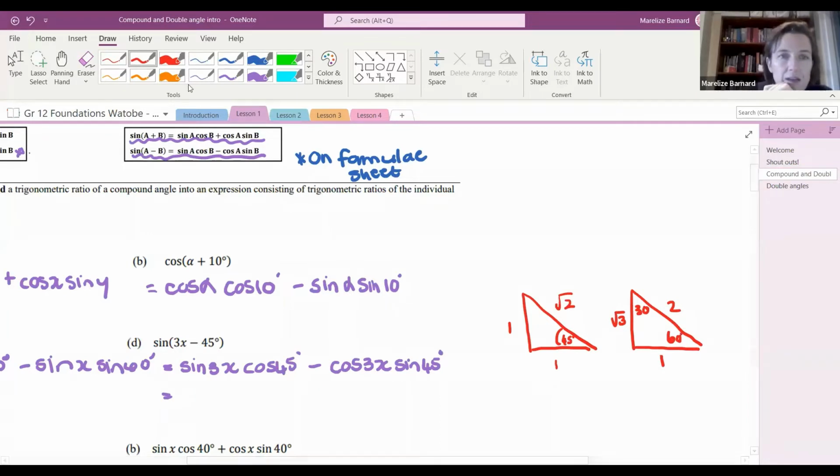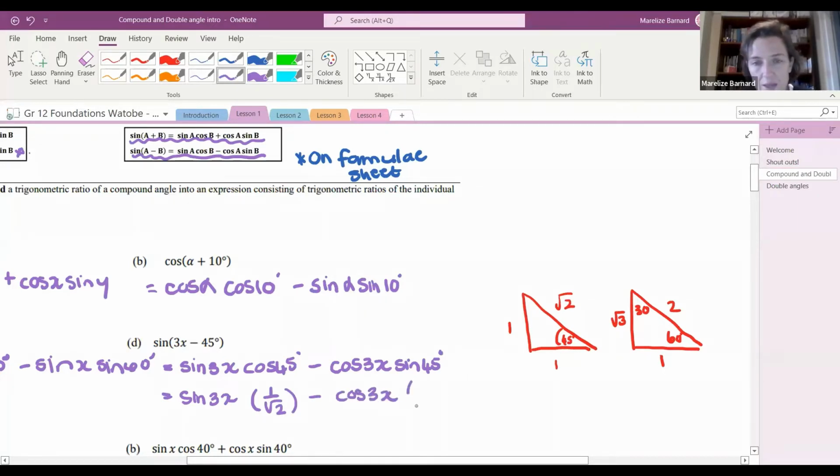Okay, so we're going to leave sine 3x. Nothing we can do there. We can just go sine 3x. But cos 45, we can change to 1 over root 2. And then cos 3x, we can't simplify further either. But sine 45, we can change that to 1 over root 2. So that ratio you just get from doing opposite over hypotenuse for 45 degrees, and then for cos it's adjacent over hypotenuse.